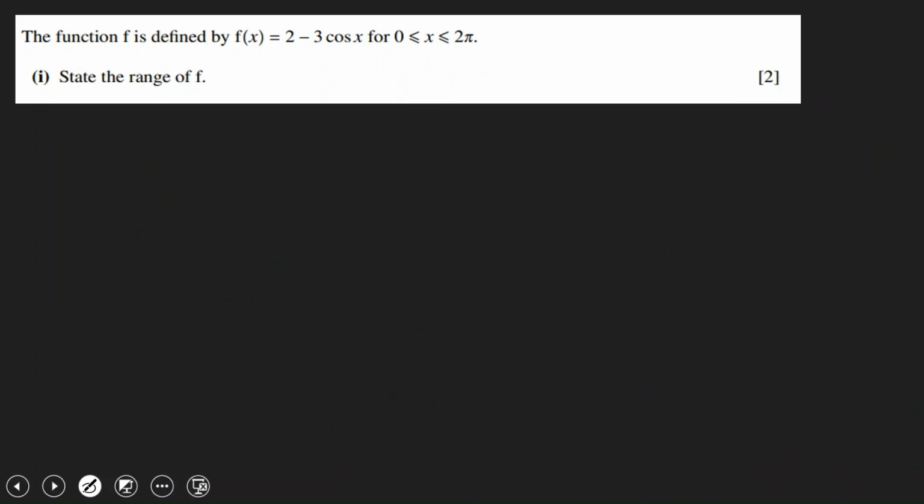The function f is defined by f(x) = 2 − 3 cos x for the domain 0 to 2π. State the range of f. So first thing I'm going to do is analyze this function. So 2 − 3 cos x, right? I'm going to write this in a different way. It's the same thing, but it just makes it easier for me.